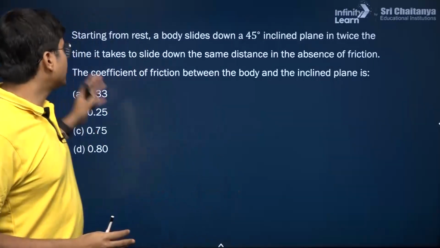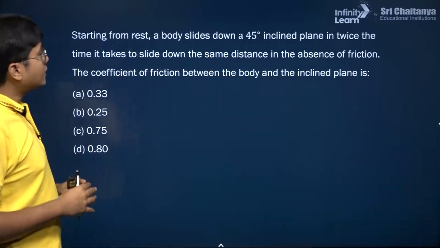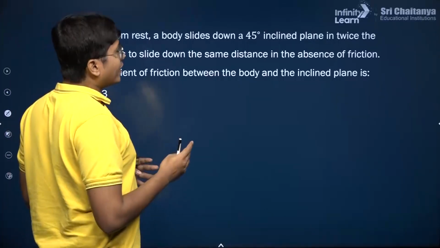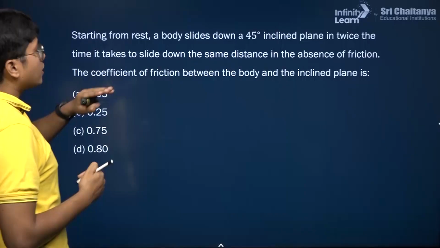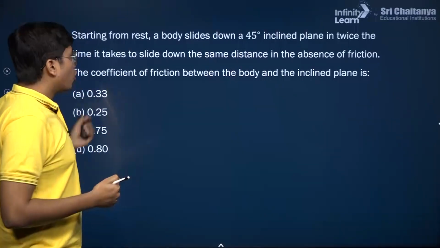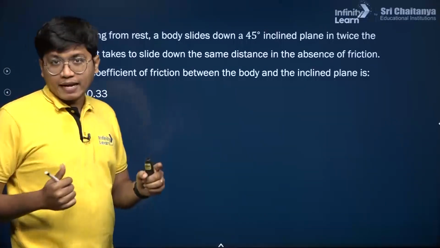So this question says that starting from rest, a body slides down a 45-degree inclined plane in twice the time it takes to slide down the same distance in the absence of friction. The coefficient of friction between body and the inclined plane is?